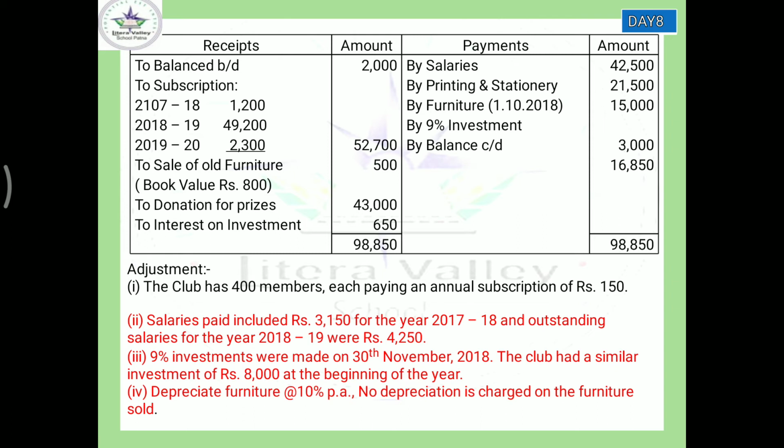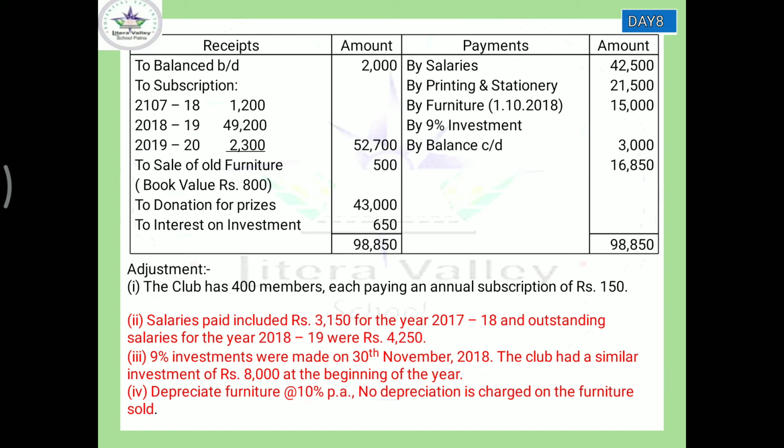Next, 9% investment was made on 30th November 2018, and the club had a similar investment of 8,000 at the beginning of the year. It means the club has 8,000 at the beginning and now it has purchased an investment of 3,000. And depreciate furniture. Salary paid, how these items will be treated in the income and expenditure account, you can see here.